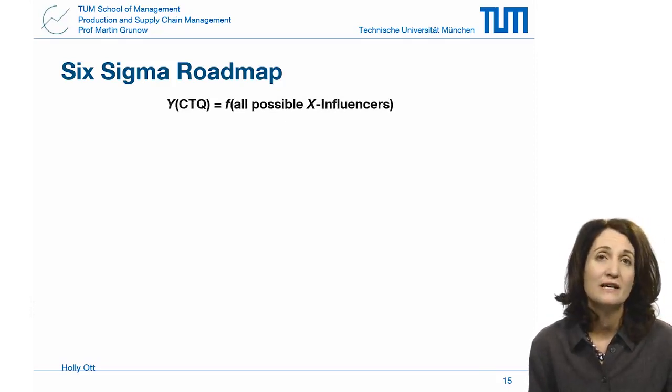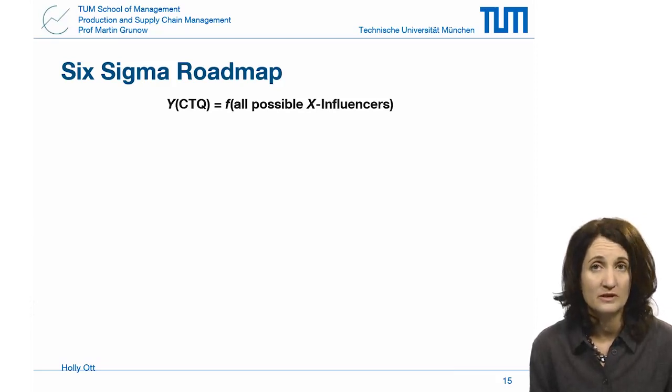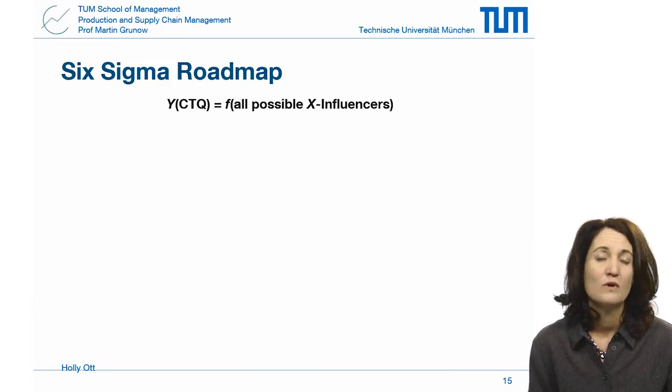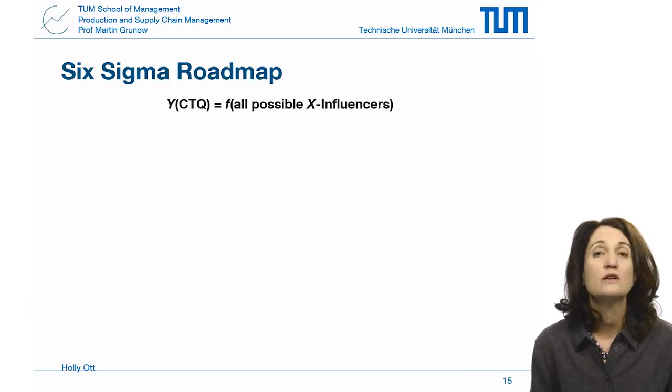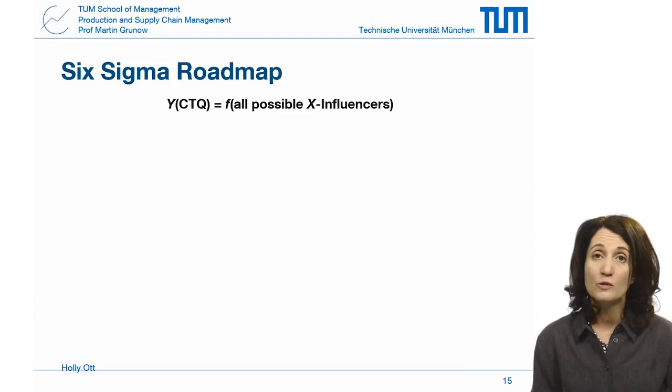The letter Y here represents the output, or critical to quality parameters that the customer values, whereas the letter X are the parameters that influence or affect the Y's. The object is to move from the left side to the right side of the equation. Our goal is to obtain knowledge about the Y's and the X's as we move from process characterization to process optimization. And we achieve this goal by following the roadmap.